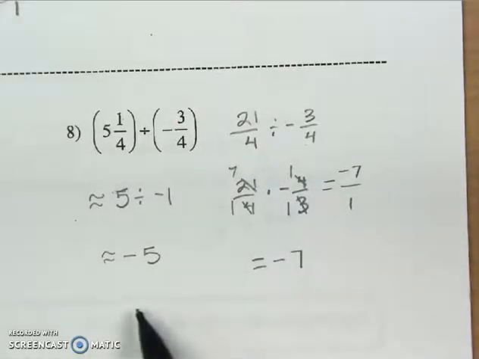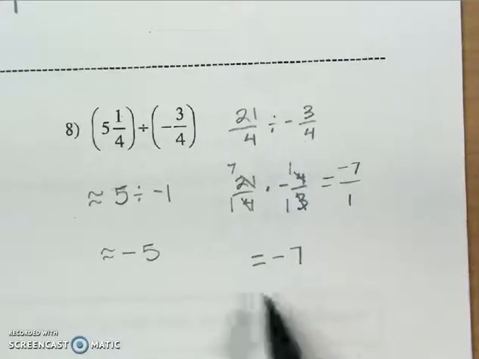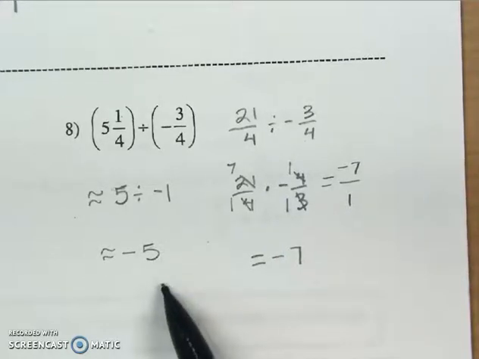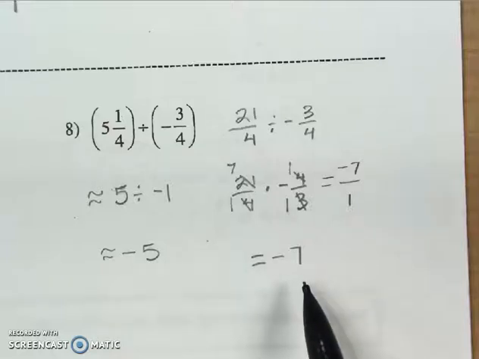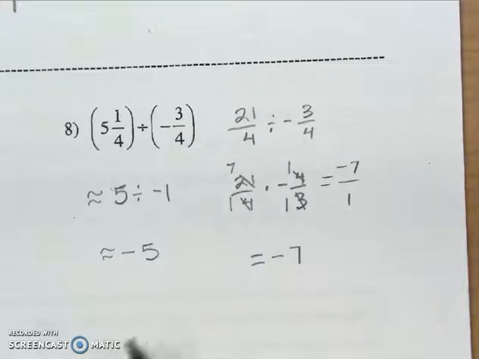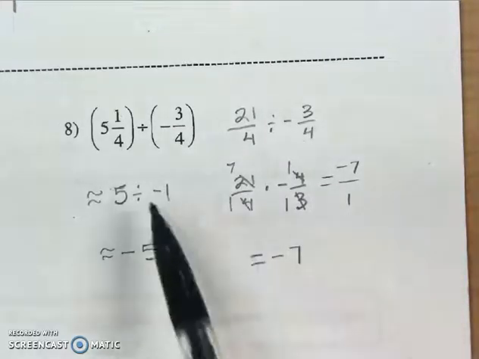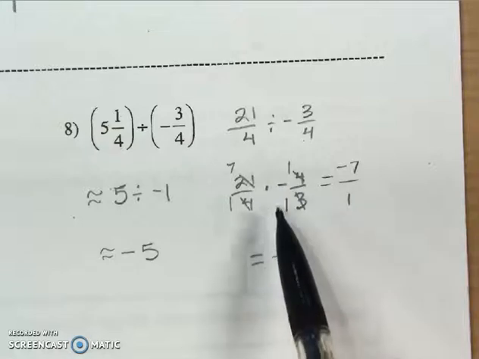Now, this time our estimate was pretty close, and I would consider our estimate pretty close if we're within a few whole numbers of the actual answer. So the actual answer here would be -7. Our estimate would be -5. And so you see that we can always estimate before actually working out the problem.